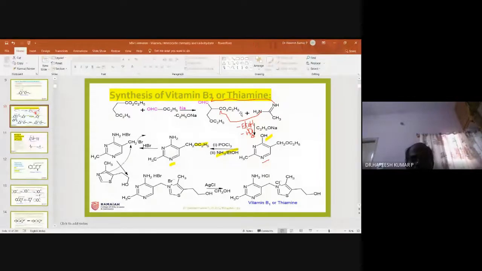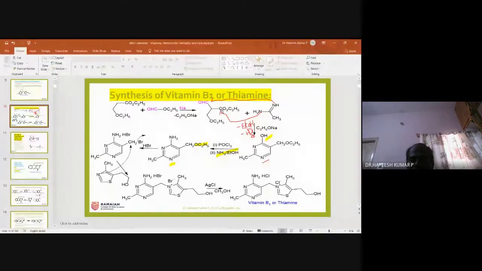The obtained one is called a 1,3-dicarbonyl compound. How is it 1,3-dicarbonyl? This is 1, 2, 3. This 1,3-dicarbonyl compound reacts with amidine. How will it react? There will be a new bond formation between this nitrogen and this carbon. Here the ethoxy group, C2H5O, will go out as a leaving group. So there will be a new bond formation between this nitrogen and this carbon.